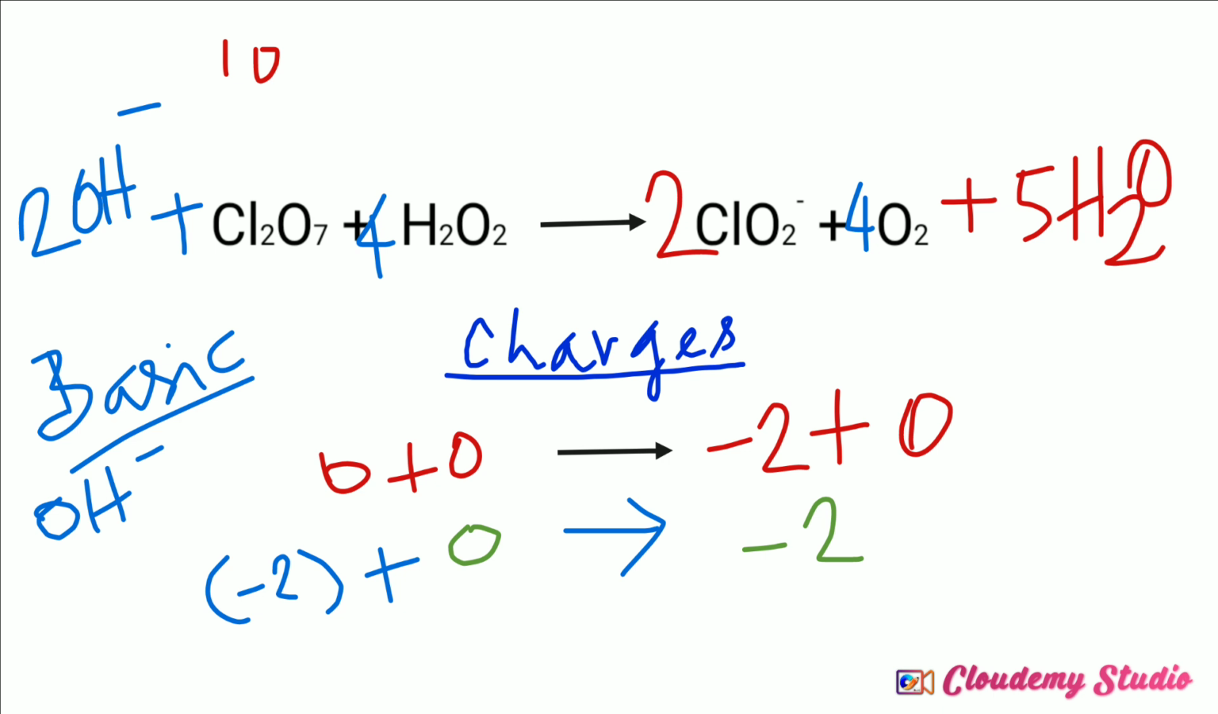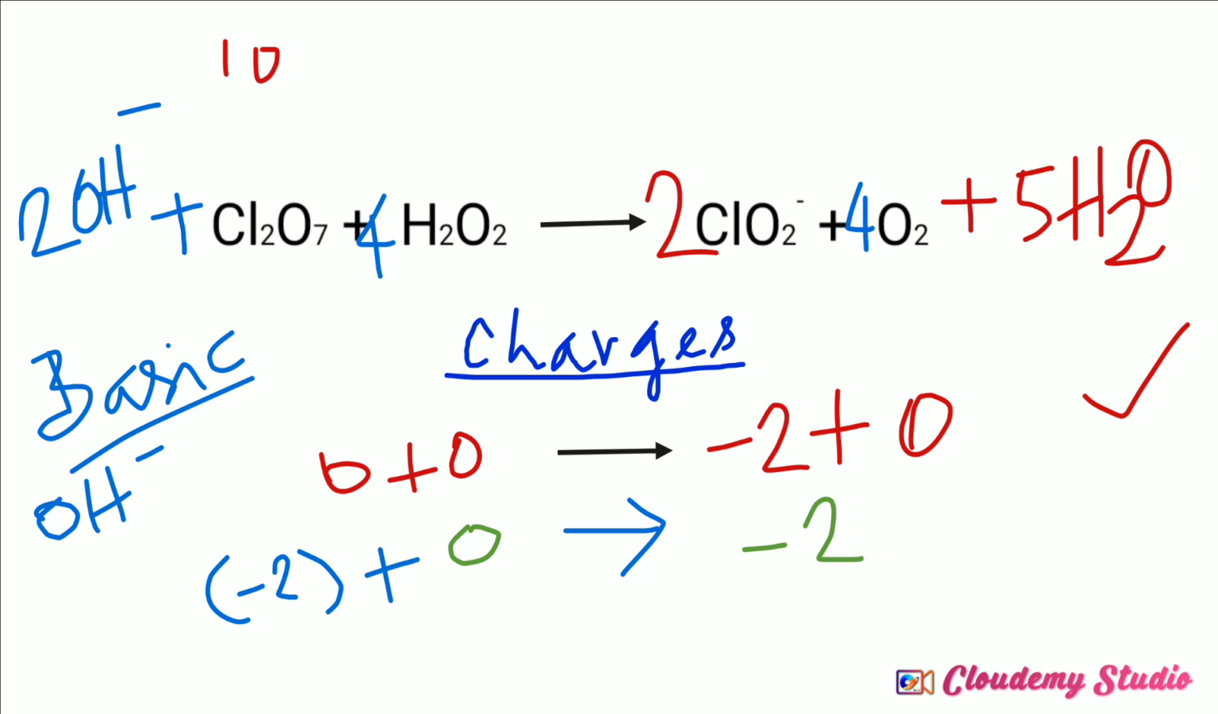So now 5 times 2, 10 hydrogen. So the right hand side also has 10 hydrogen atoms. Oxygen, the left hand side: 4 times 2, 8. 8 plus 7, 15. 15 plus 2, 17. Similarly, on the right hand side: 2 times 2, 4. 4 times 2, 8. 8 plus 4, 12. 12 plus 5, 17. So all the atoms are equal. All the charges are also equal on both sides of the equation. So now the equation is balanced.